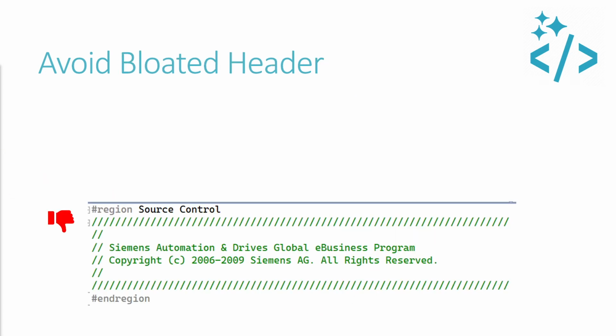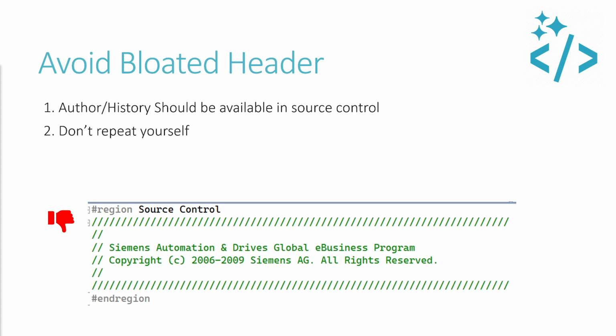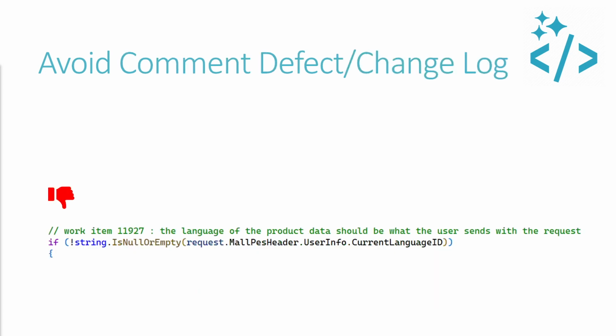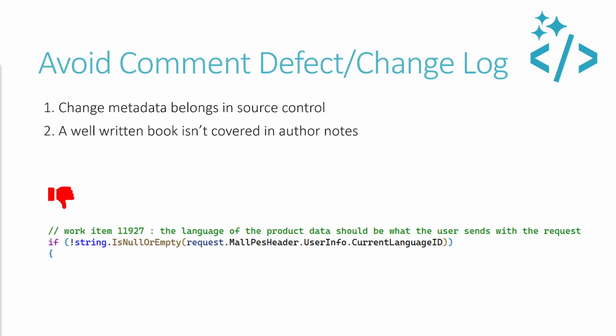We should avoid this bloated header. For example, we have these examples in most of our files. The author history should be available in source control, and we shouldn't repeat ourselves with this bloated header. We should follow conventions and have the history in the source control. We should also avoid defect and change log. So for example, if you implement something, the change can be visible in TFS, in source control. We basically also look like a book which isn't covered in author notes.